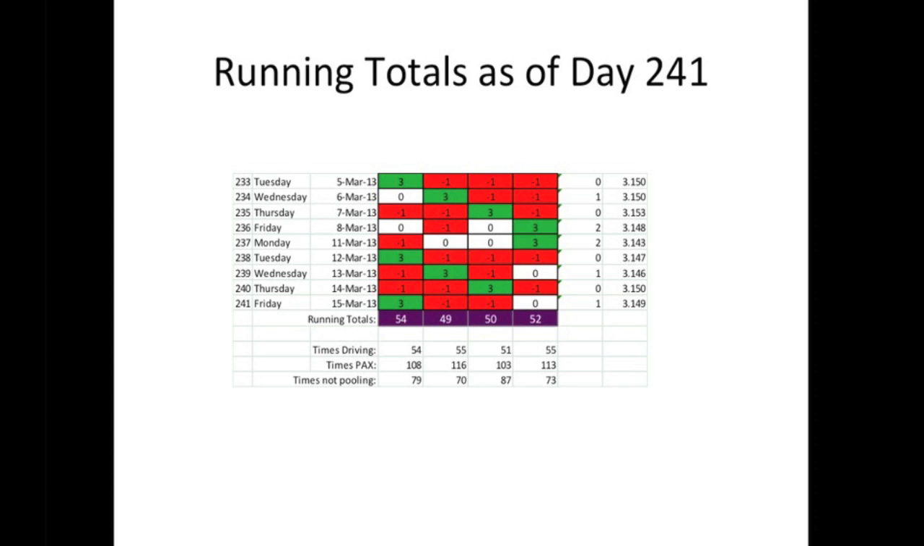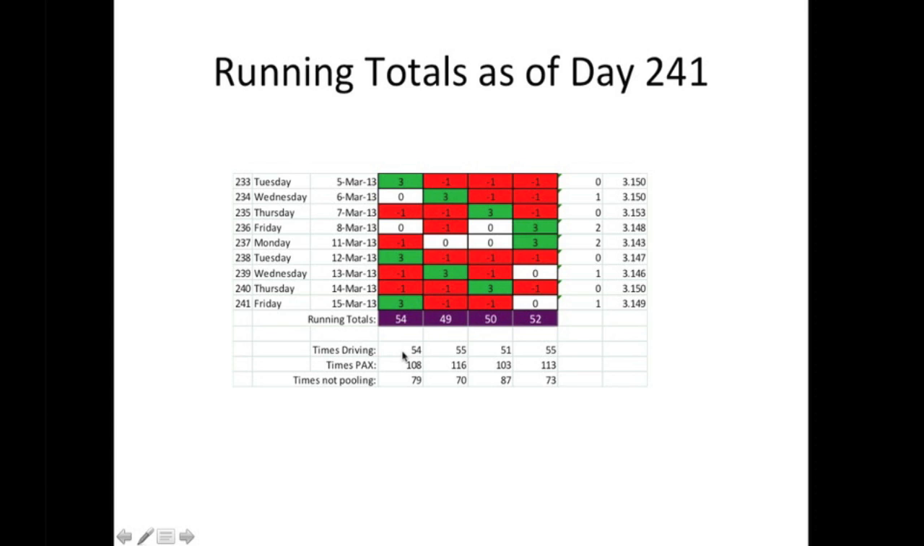And this is the results after about 241 days of driving, or about a year. You can see that the totals are not 0. They gradually crept up, but they're all pretty close to being equal. That was the goal, because whoever had the lowest total was the next person up to drive. And you also can see over on the right-hand side that our average carpool size has started to converge, but it's still above 3, which is what we're looking for.